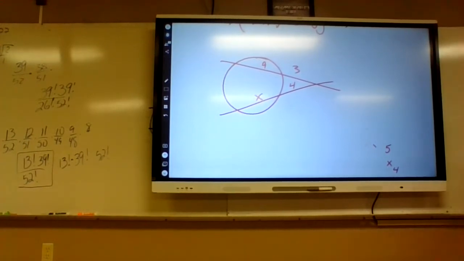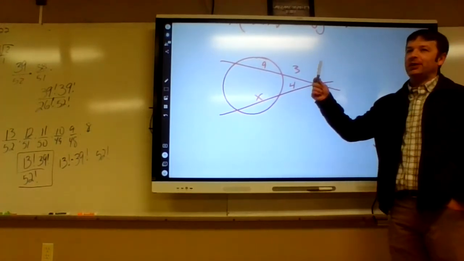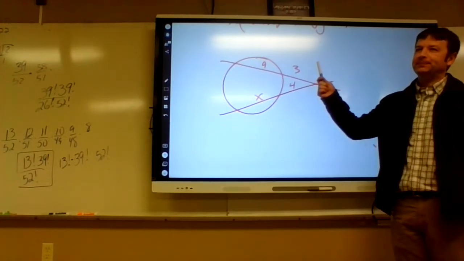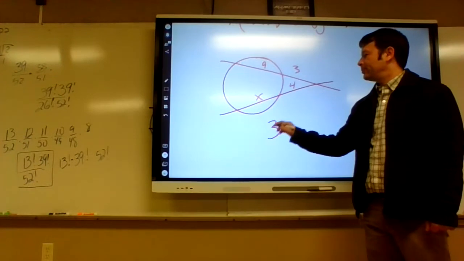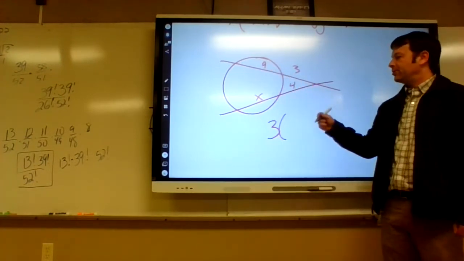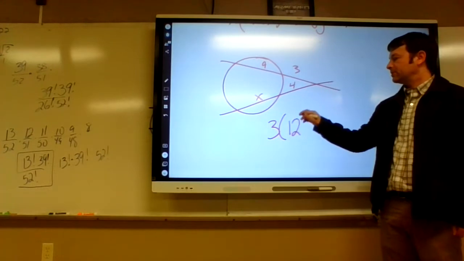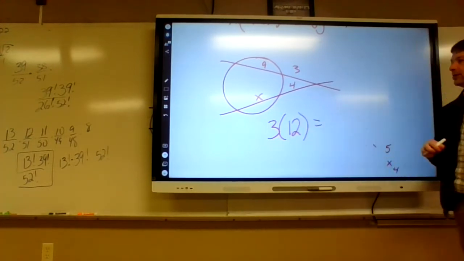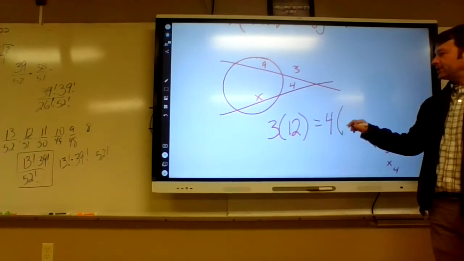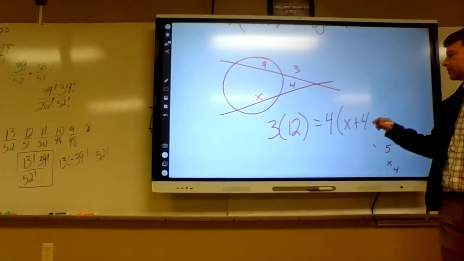So, outside times the whole thing. On the top, what's the outside? 3. On the top, what's the whole thing? 3 plus 9 plus 3, or 12. Okay, on the bottom, what's the outside? 4. Okay, X. What's the whole thing? X plus 4.